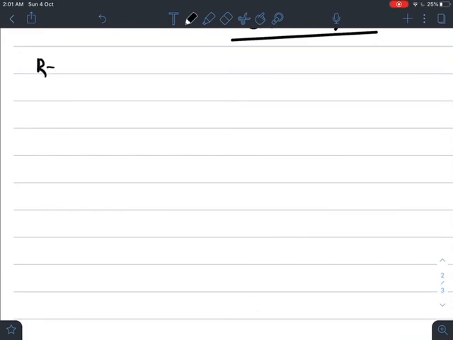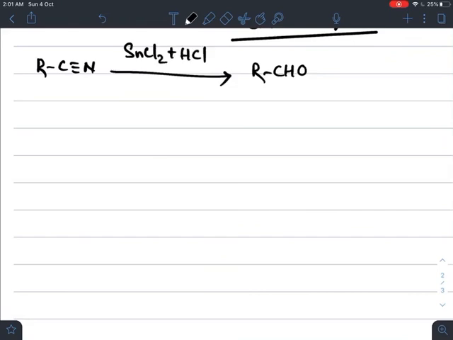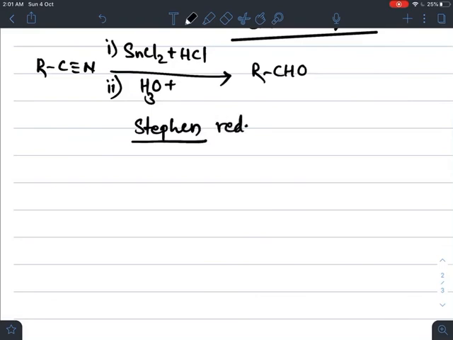So the general reaction is RCN, meaning any alkyl cyanide, is converted into RCHO with stannous chloride and hydrochloric acid, followed by acid hydrolysis. If these reagents are written on the arrow, then this reaction is the Stephen reduction reaction, and by using this Stephen reduction reaction we can prepare only aldehydes. So keep it in mind.